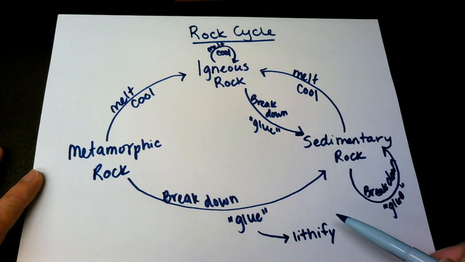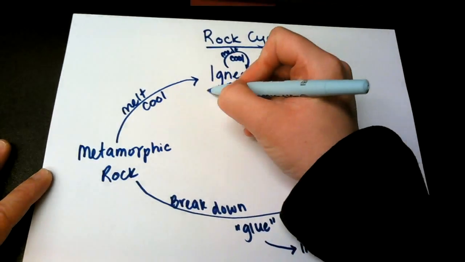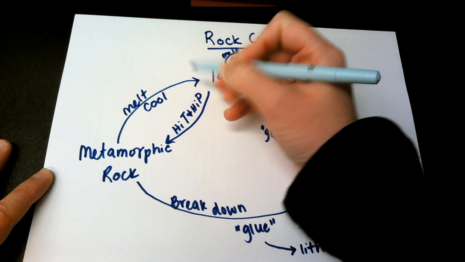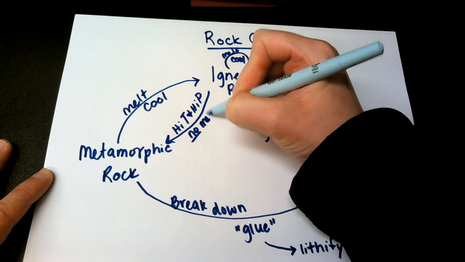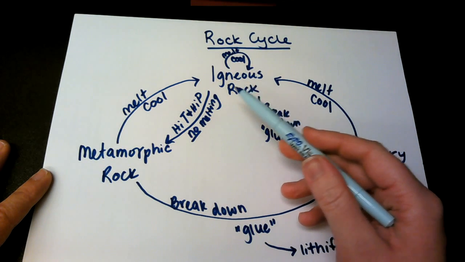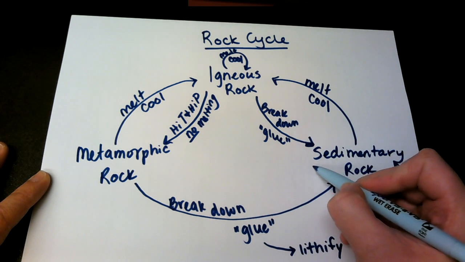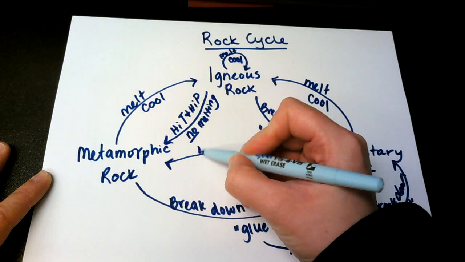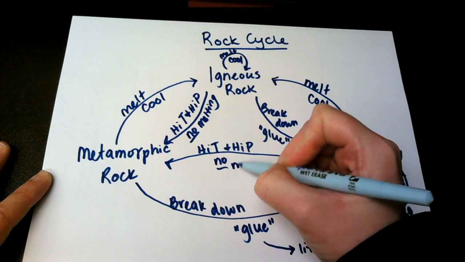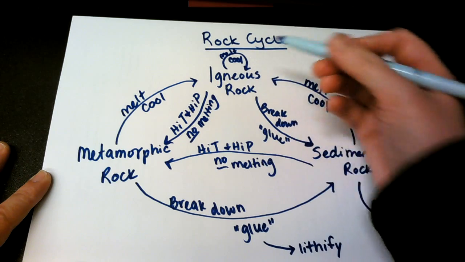And for the last process, we need to turn our igneous or sedimentary rocks into metamorphic rocks. To do this, we're going to add high temperature and high pressure, but no melting. Just enough temperature and pressure that the atoms in our igneous rock rearrange themselves, and the new rock is called metamorphic. We can do the same thing to our sedimentary rock. High temperature and high pressure, but no melting. If we melted the rock, we would end up over here in the igneous rock category.